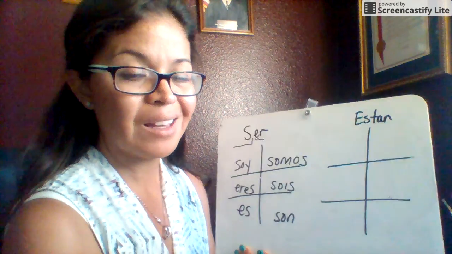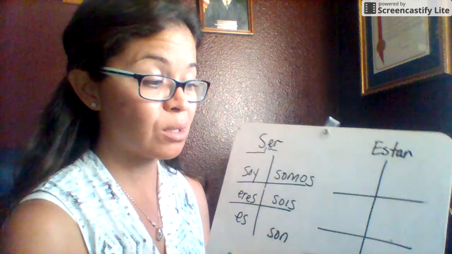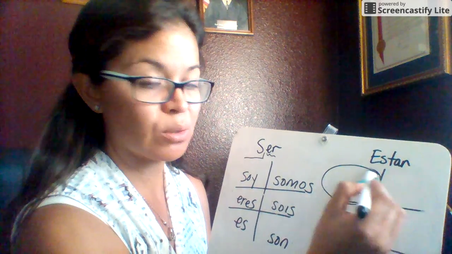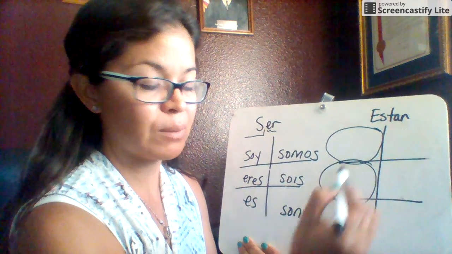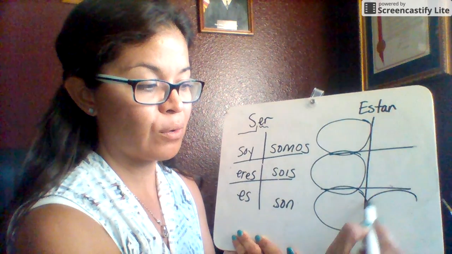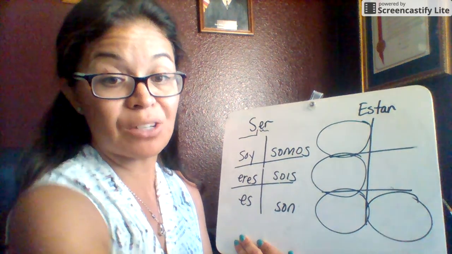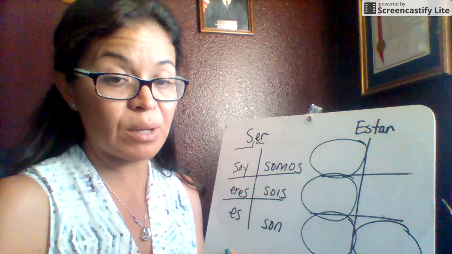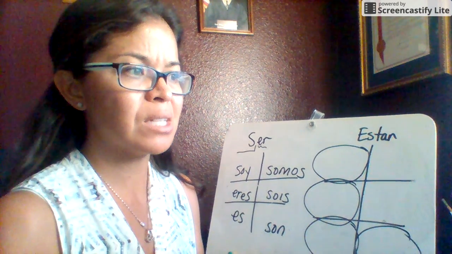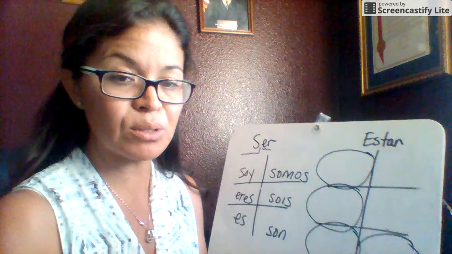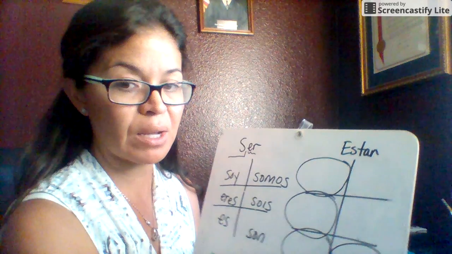Estar, on the other hand, there are a few patterns, but still considered irregular. So let me draw circles. Something different there. Something different there. So there are four circles that I would have to draw to show you the extra changes on there. That's what's considered irregular. Anytime a verb has too many changes where we are unable to follow a certain pattern, that's when we call them irregular.